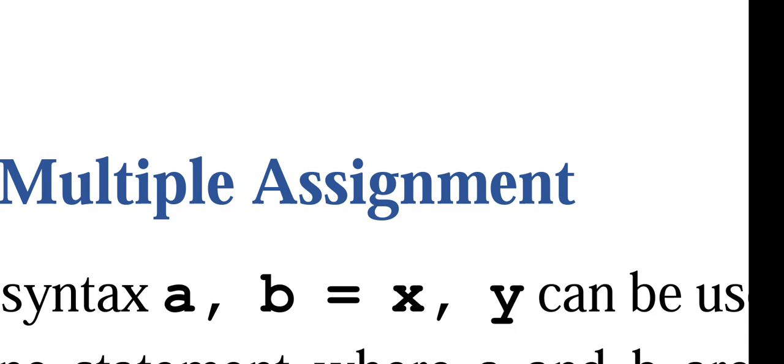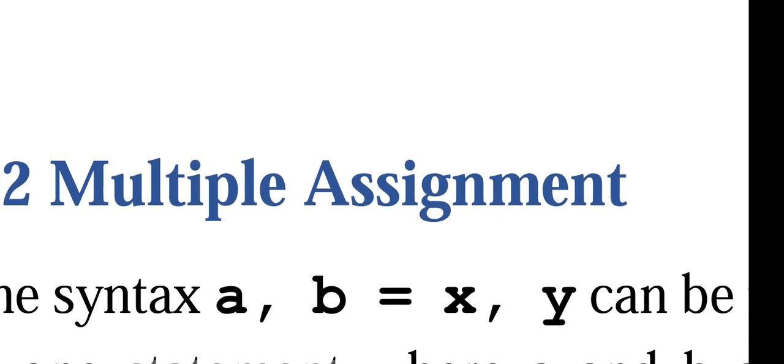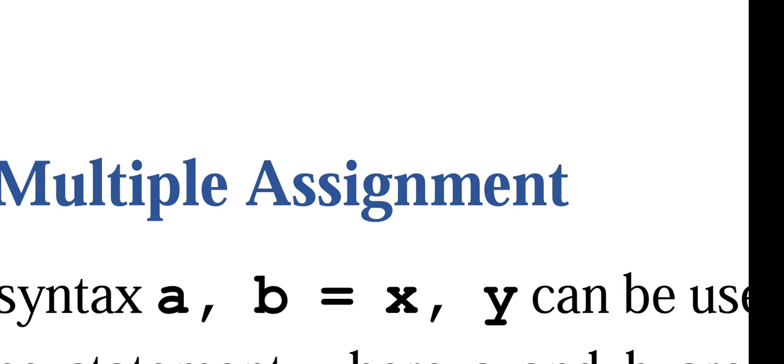The first value on the right hand side will be assigned to the first variable on the left hand side. Okay, the second value on the right hand side will be assigned to the second variable on the left hand side. Okay, the third value on the right hand side will be assigned to the third variable on the left hand side, and so on and so on.